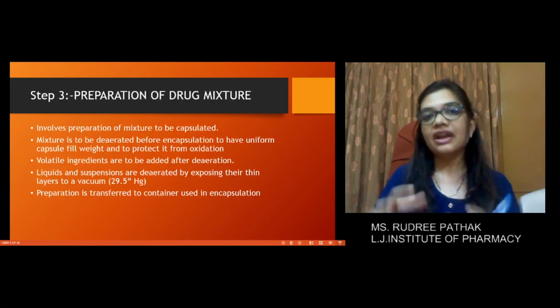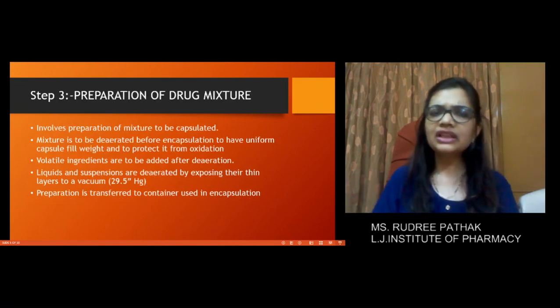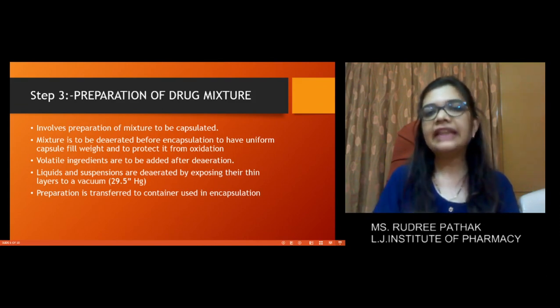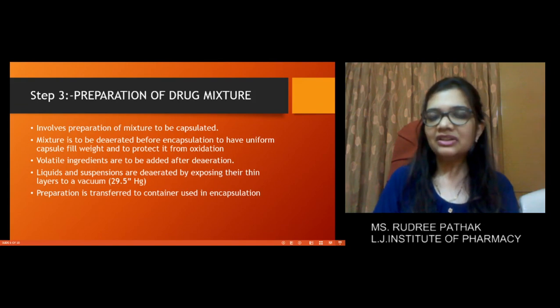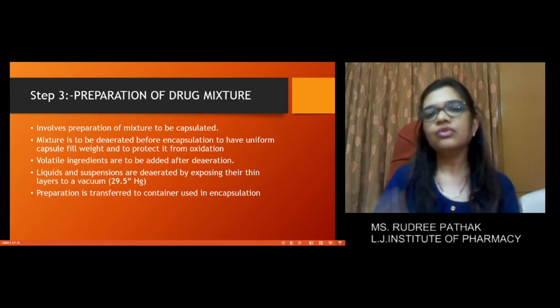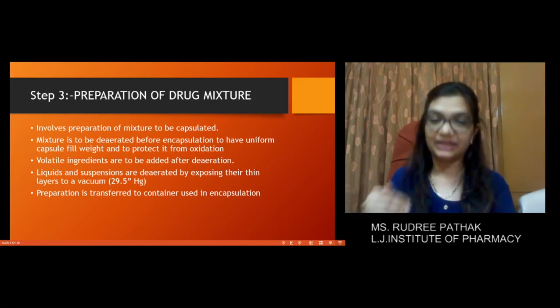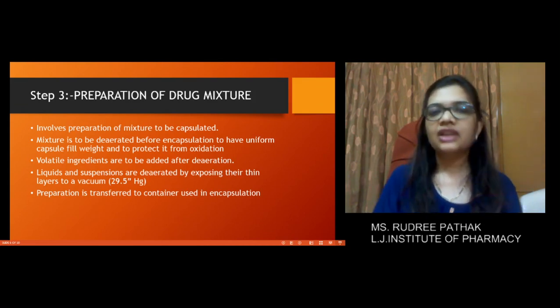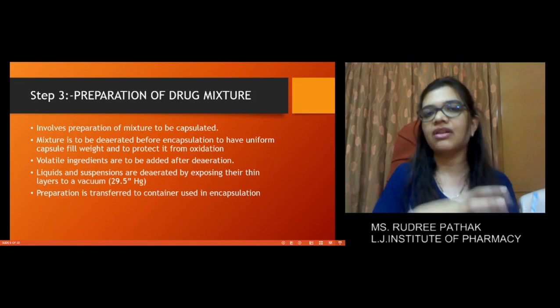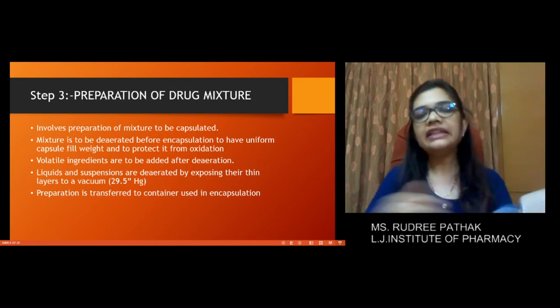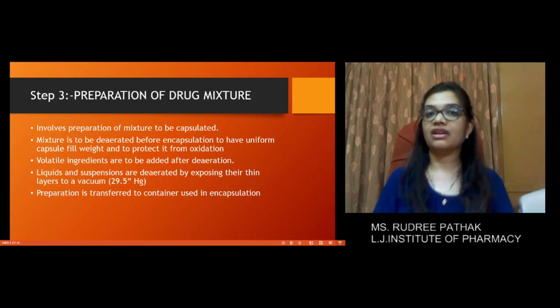In the next step, we are now focusing on the drug mixture. The formulation components are mixed and they are deaerated. Deaeration is carried out to remove any kind of air from the mixture so that it can have good content uniformity and to check on the overall dosage of the formulation. Now, if you are using any volatile component, then obviously you will be adding that at a later stage after the deaeration has taken place, to avoid any kind of loss. So the initial steps are focused on preparation of the shell, and in the later stages we are focusing on preparation of the drug mixture.